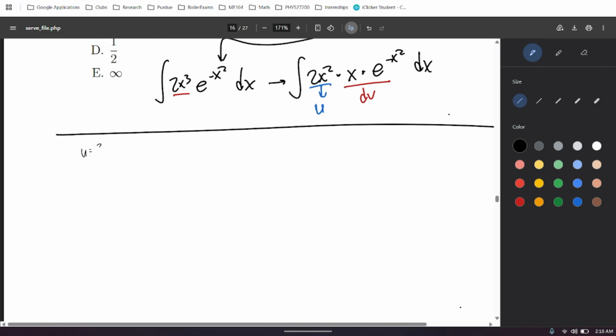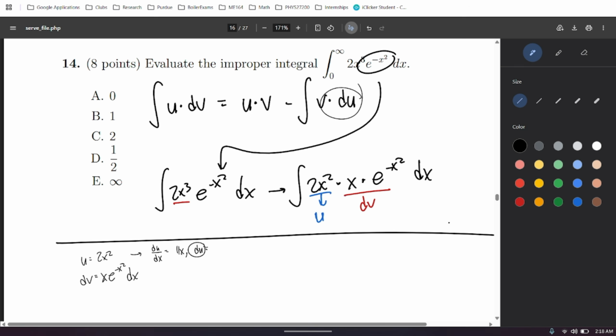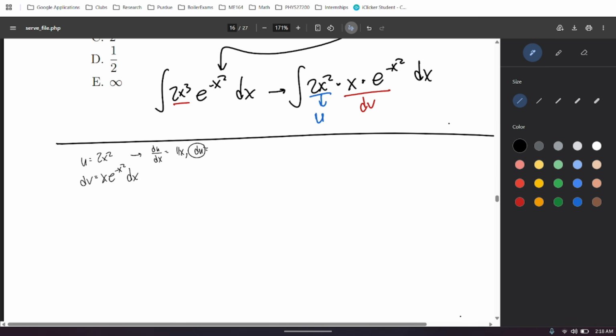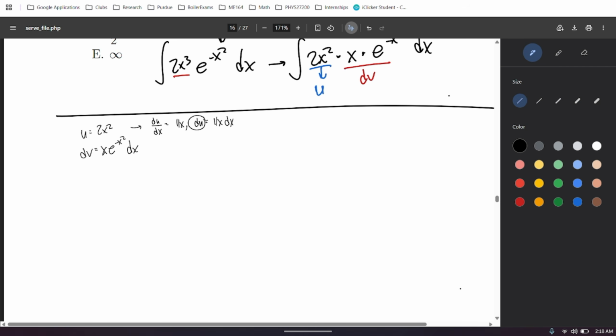u is equal to 2x squared, and then dv would be equal to x times e to the negative x squared dx. Well, as stated before, we take the derivative of u, du/dx becomes 4x. du, isolate that because we need to sub this du back in here. du becomes 4x dx. Now in the case of the dv, let's perform the u substitution. Because u has already been taken, I'm going to use a different variable here. I'll call it g. So this is more of a g substitution instead.